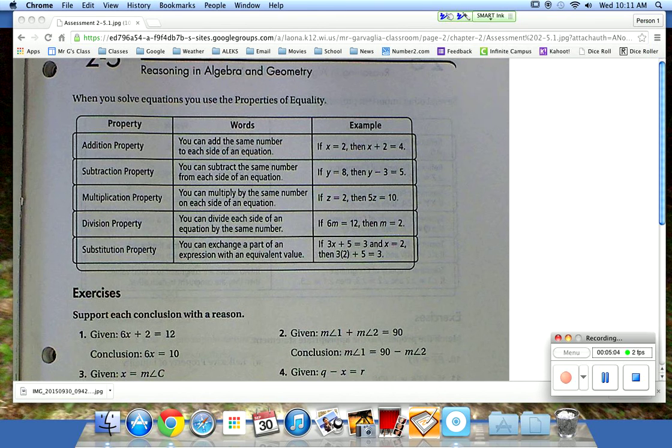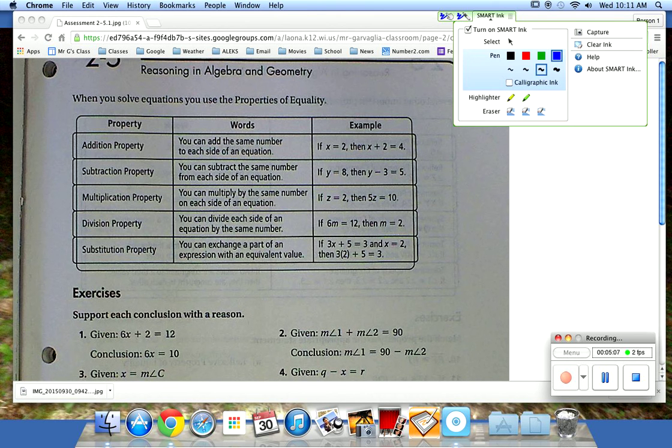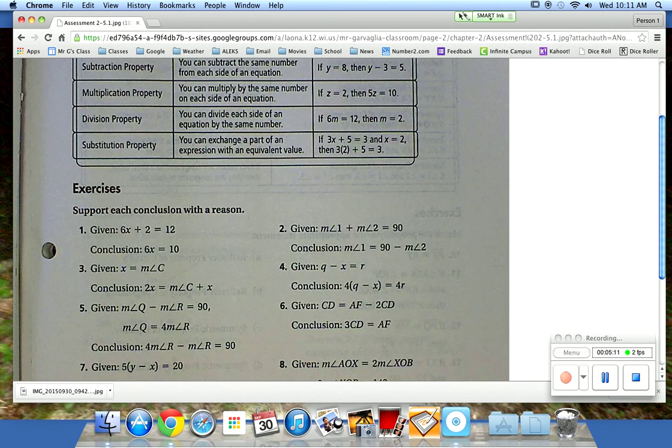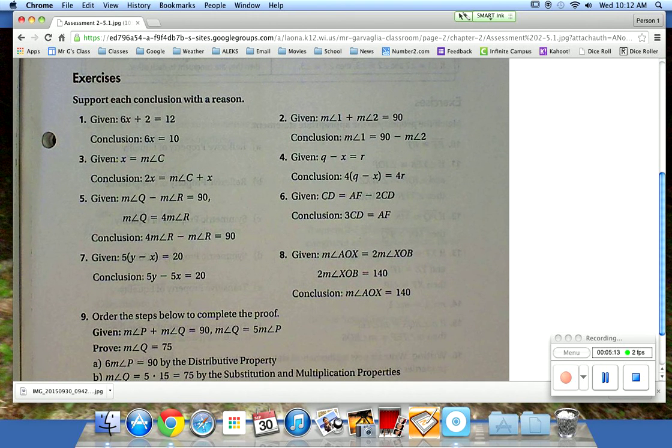So let's take a look here once. Let's take a look at number 1. We're given 6x plus 2 equals 12. The conclusion is 6x equals 10. What did we do? We subtracted 2. So what property do we use? Subtraction.